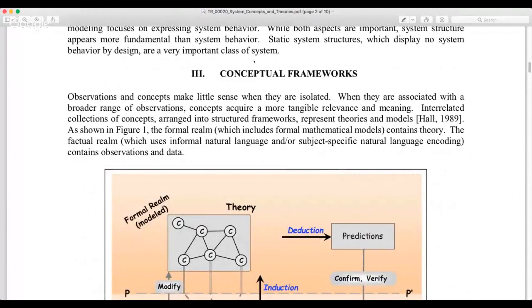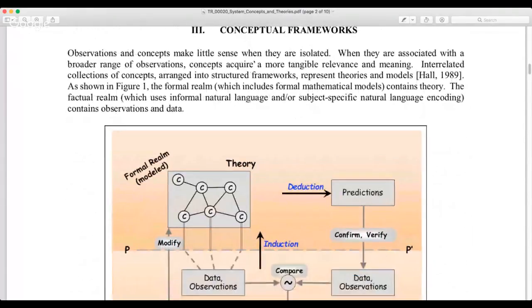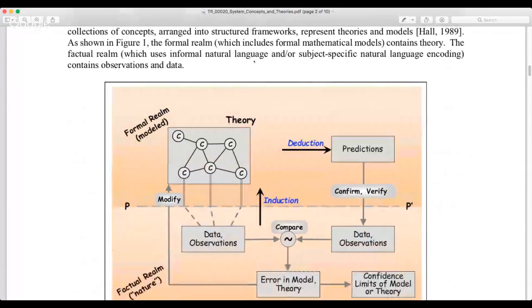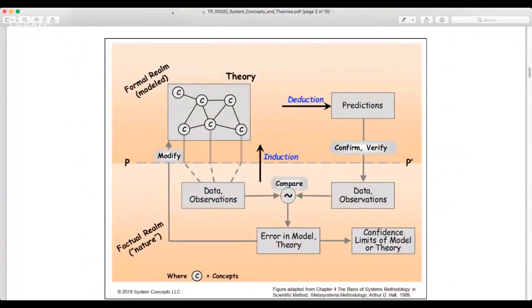So, conceptual frameworks. Again, observations and concepts make little sense if they're isolated. So we have basic networks and collections of concepts, which are basically called a theory. This is from Hall 89. We've adapted this particular approach to the scientific process. What you can see is a theory is some kind of interconnection of concepts.